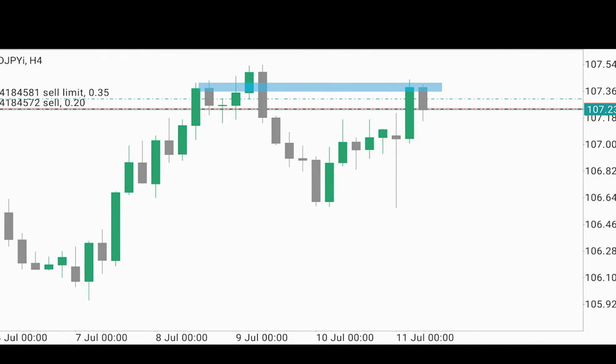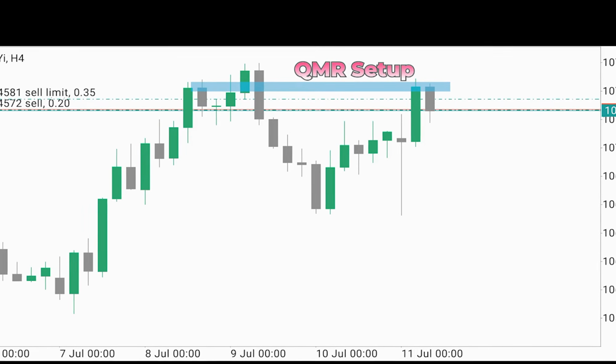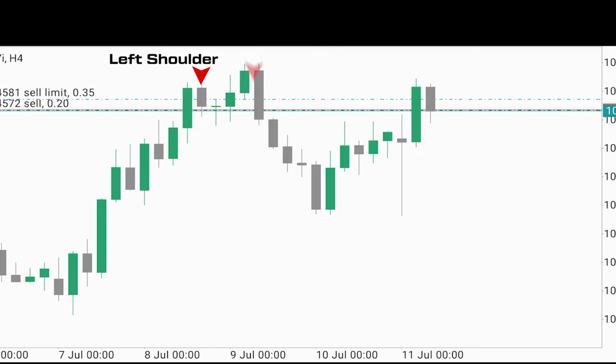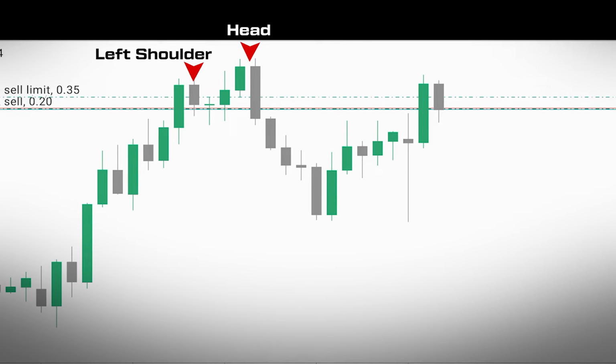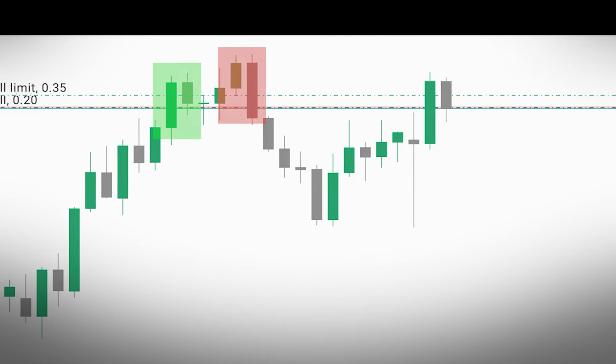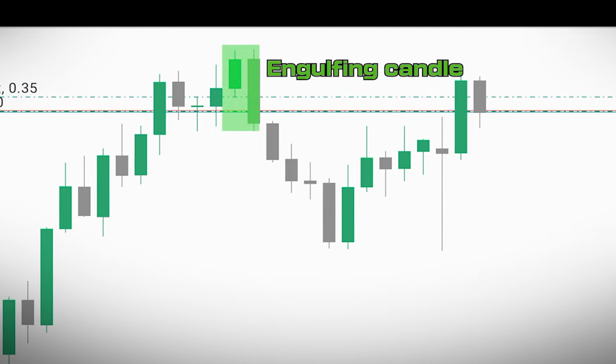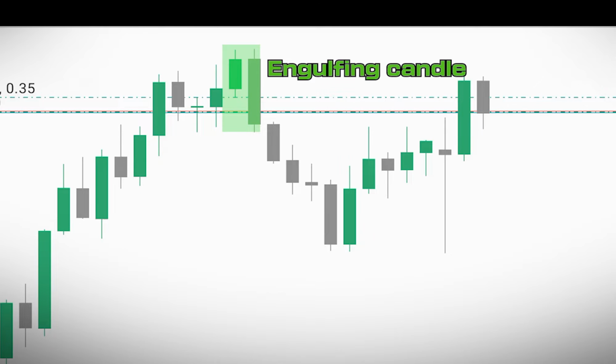And there we can see it has a good QM reversal setup. To make it clear, there we have a left shoulder, and this right here is the head of the setup. What makes it more special is there is an engulfing candle next to the left shoulder. I was more confident when I saw this.